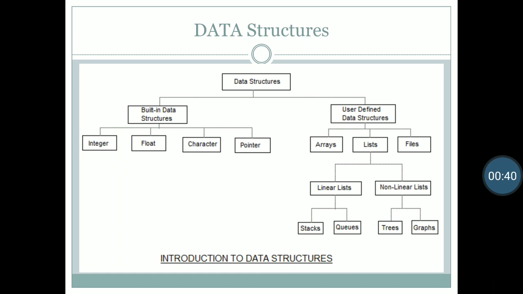First one is inbuilt data structures. For example, we have studied in the previous lecture primitive data structures. So primitive data structures are inbuilt data structures. The second type of data structure is user defined data structure. User defined data structures are array, list, files. Lists are of two kinds, linear list and non-linear list. Linear has stack and queue, non-linear has tree and graph. So this is what we are going to study in this video lecture.